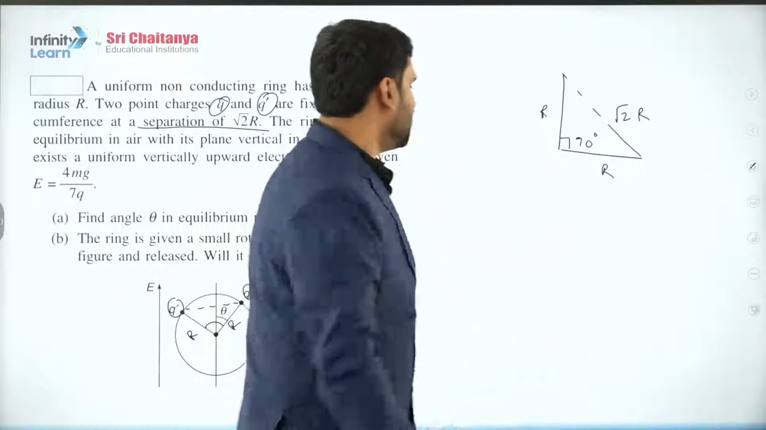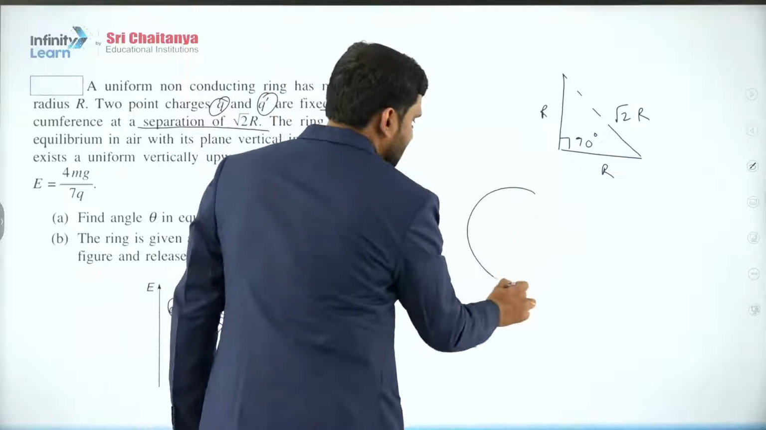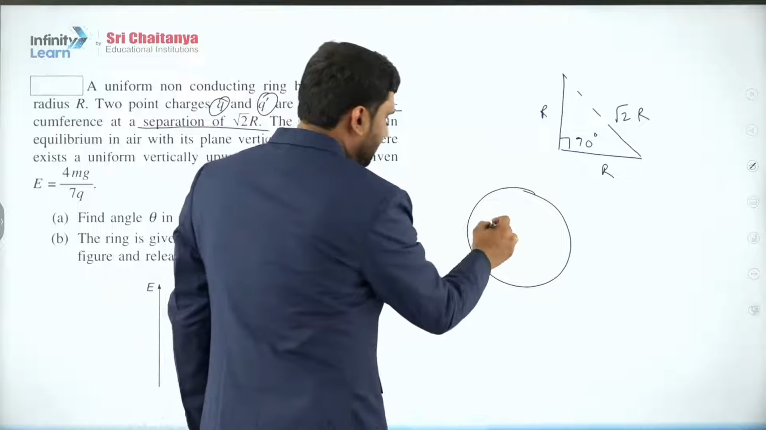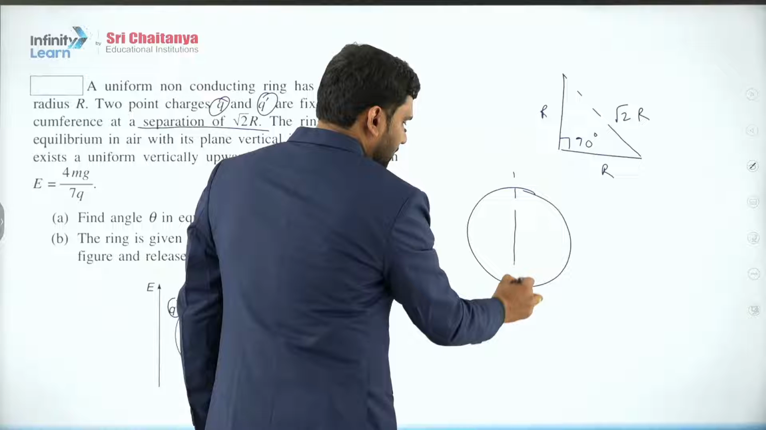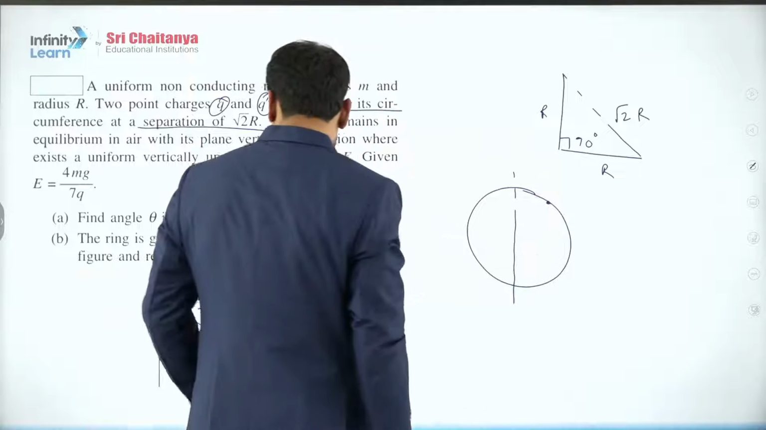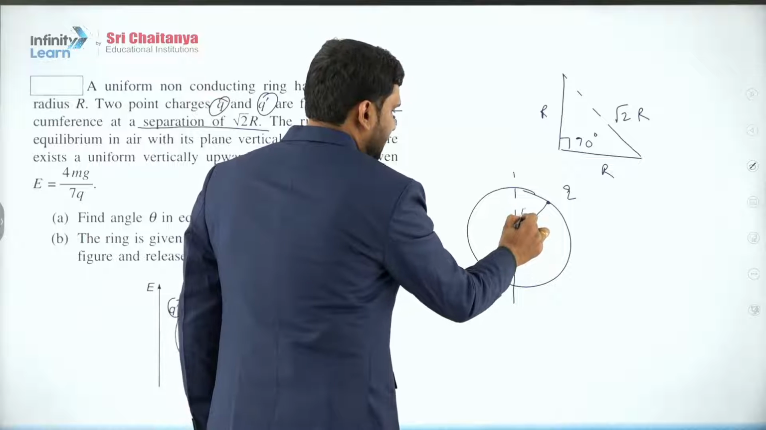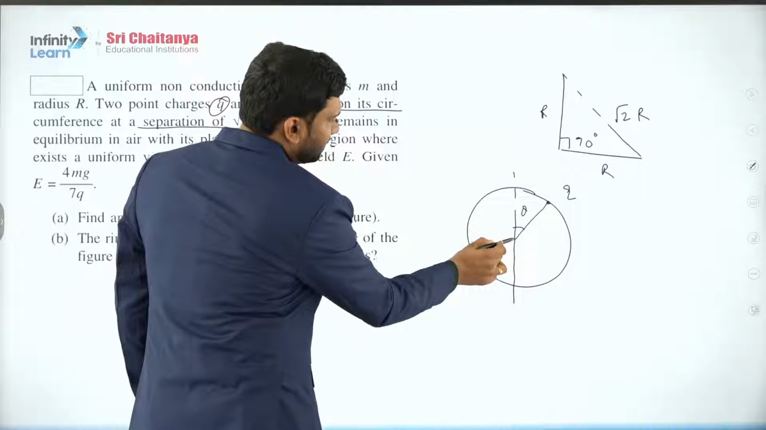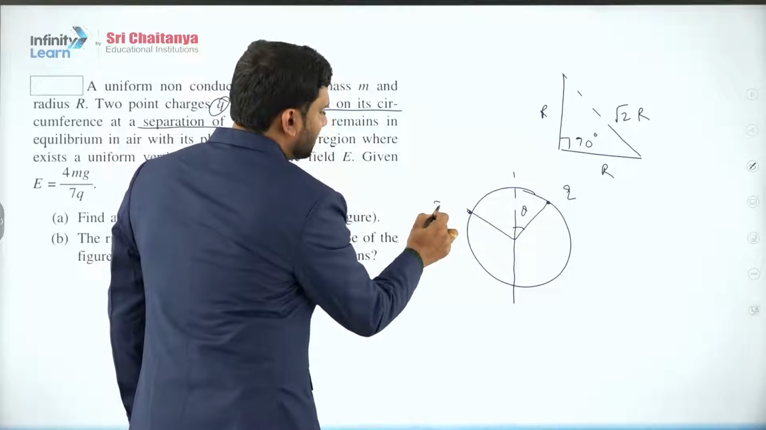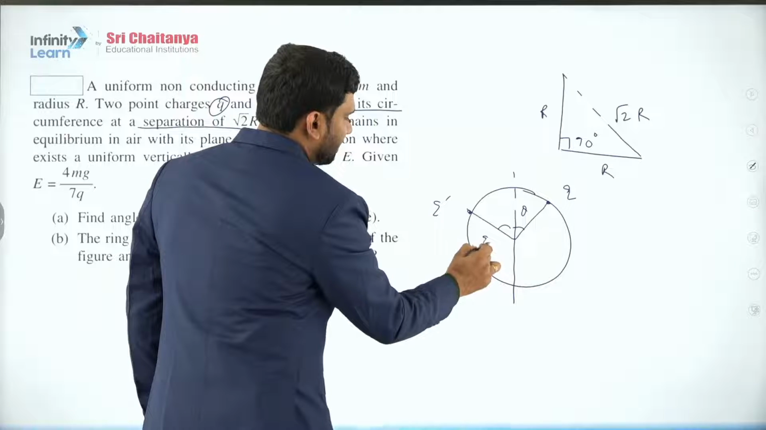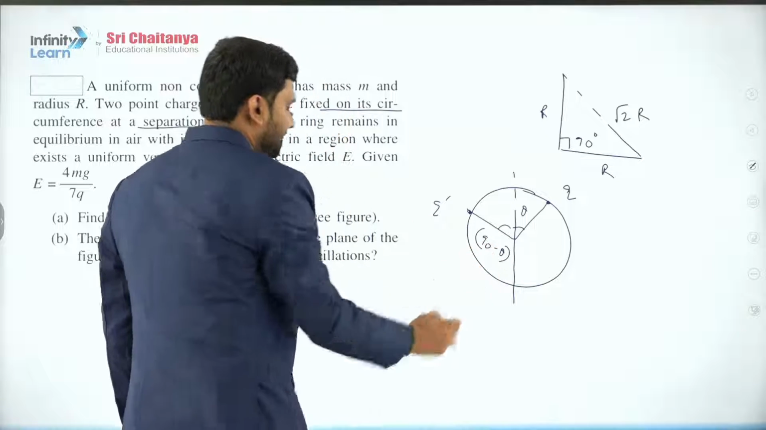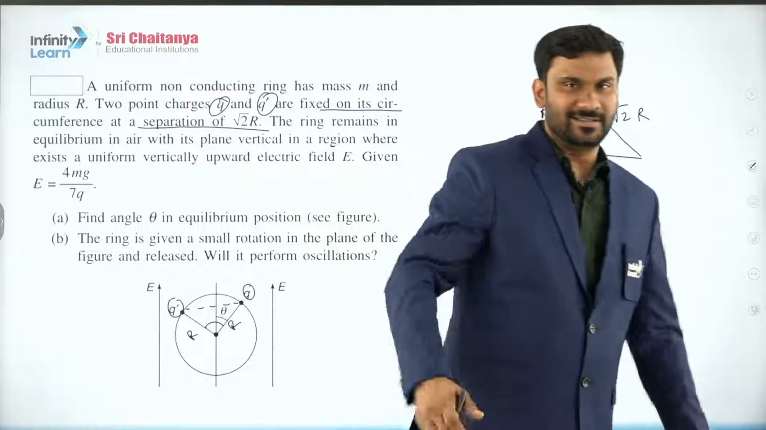So in that question, the way that they have given कि this is the circle, and in that circle there is one charge here, and that charge they are saying, let us say Q, they are saying this angle is theta, and here I have another charge Q prime, so this angle must be 90 minus theta. इतना ही पॉइंट है बस.